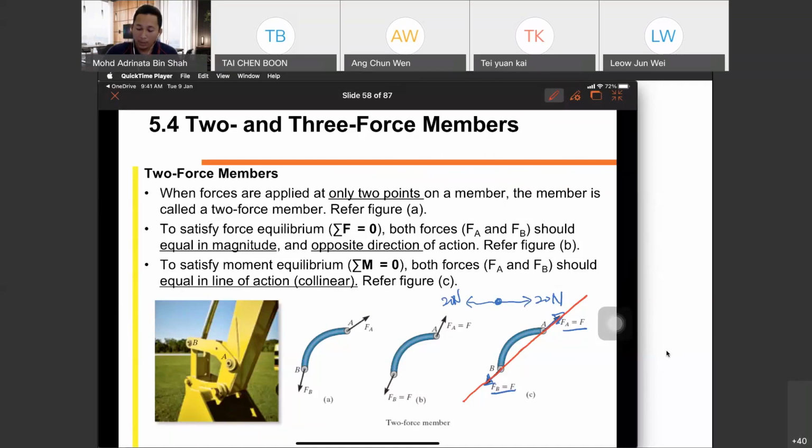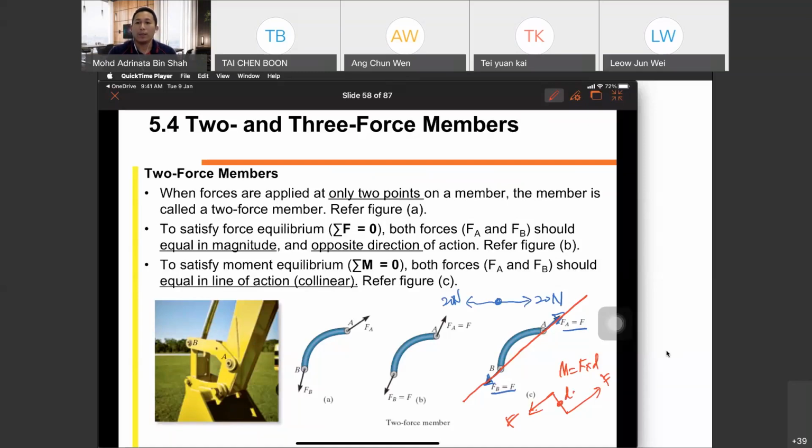Let's say you have this force. This is the same magnitude, but not in one line, not collinear. If you have this type of forces, you will have a couple moment. So we don't want that. For equilibrium, it must be 0. So for two force members, it is very easy. It must be collinear.